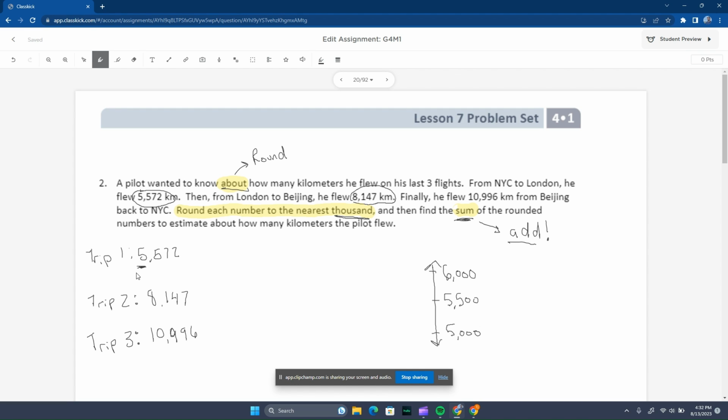Now, where would this number, 5,572, fall on this vertical number line? Well, I have 5,000s, and then I have a 7 in my tens place. So I'm going to be just above 5,500, maybe about right there, to make 5,572. And since I'm in this upper section here, above that halfway point, I'm going to round to 6,000. So 5,572 rounded to the nearest thousand is about 6,000.